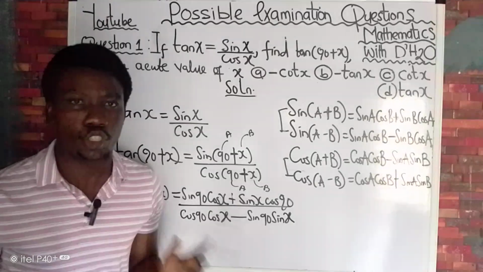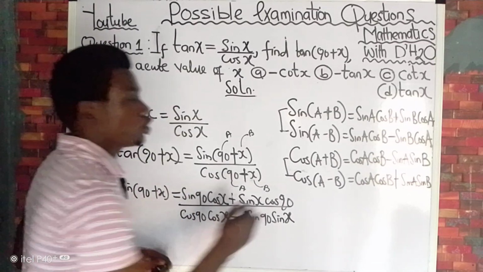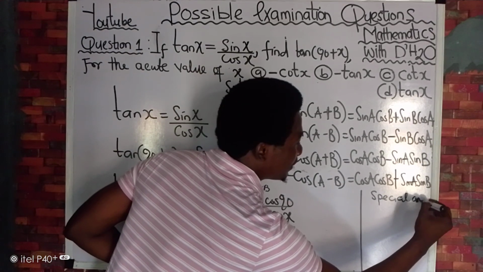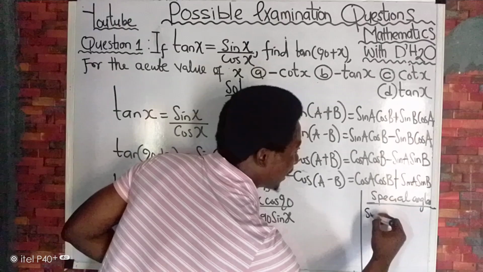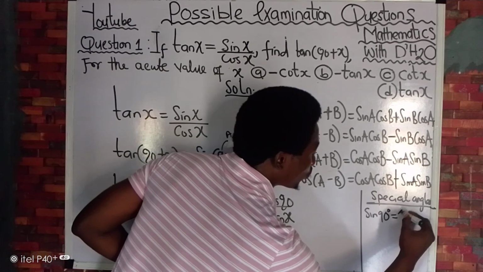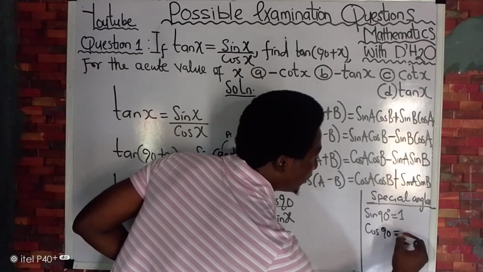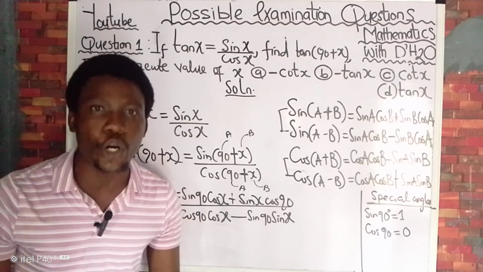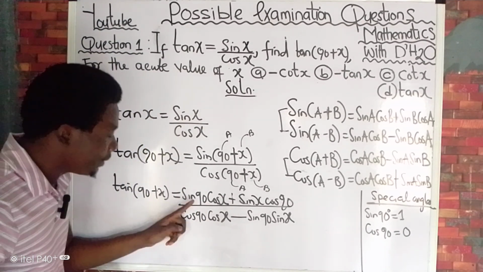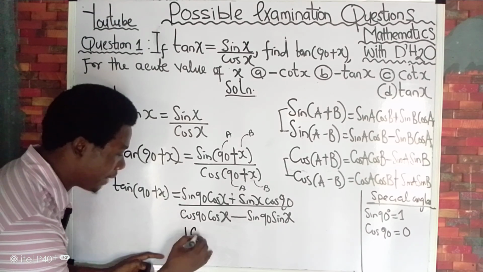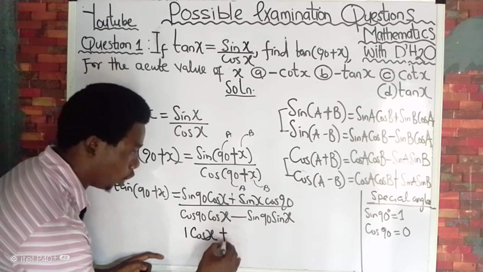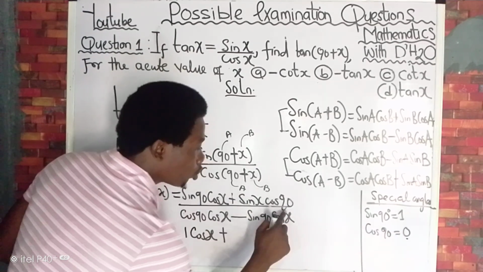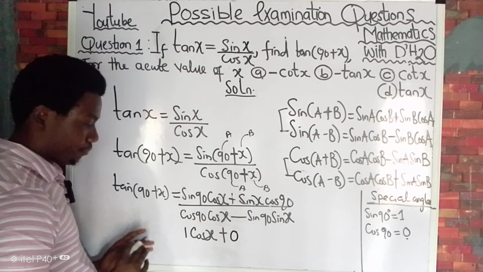Wow, that is interesting. Remember also, class, that in your special angles identities, sine 90 degrees is equal to 1, and cos 90 degrees is equal to 0. That's the value of your sine and your cos. So in that regard, this sine 90 is 1 times cos x plus, now this is cos 90, which will give us 0 times sine x, so you have 0.